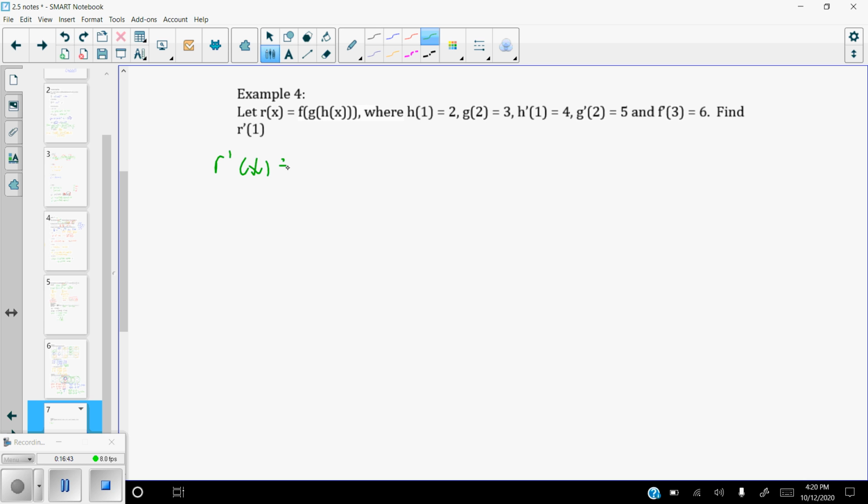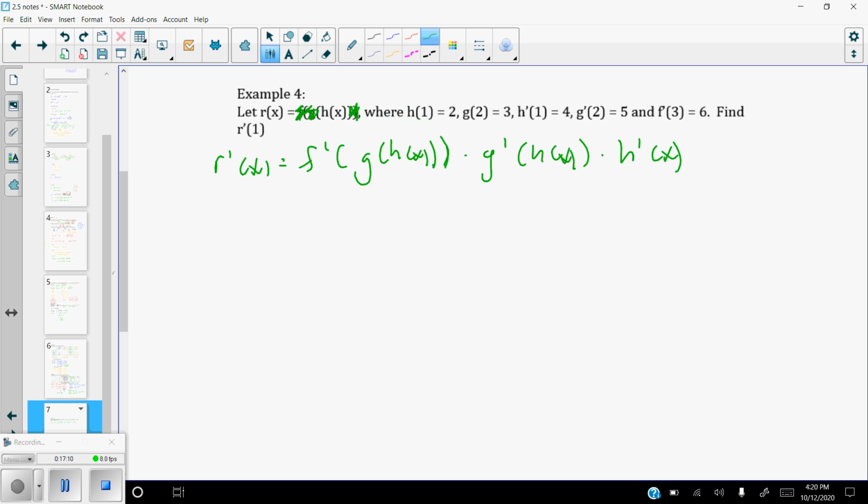Start with the outside. It is f prime of everything else on the inside, g of h of x. Be careful that you got the right amount of parentheses. Okay, now we're done with the f. Times the derivative of g, which is g prime of h of x. Now we're done with the g, times the derivative of h, which is h prime of x.